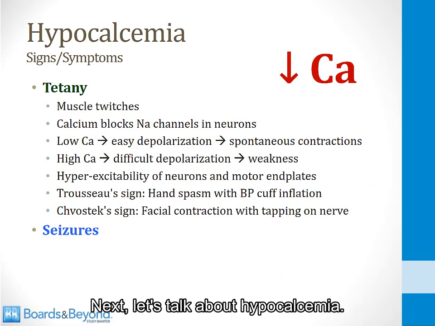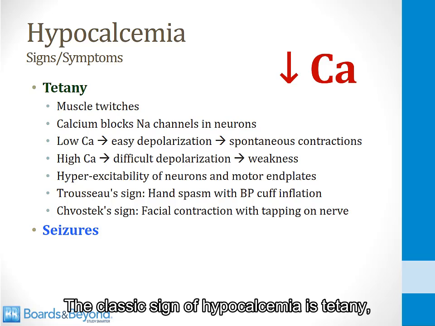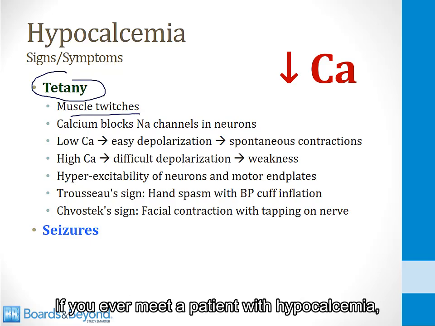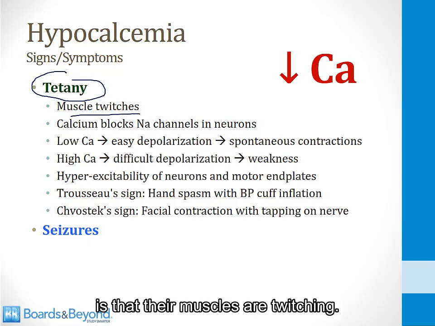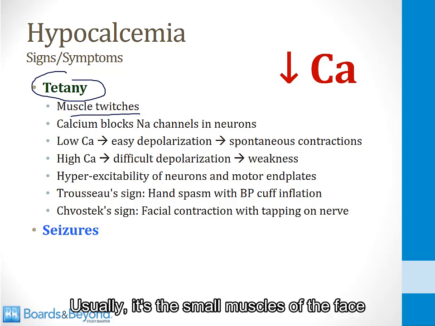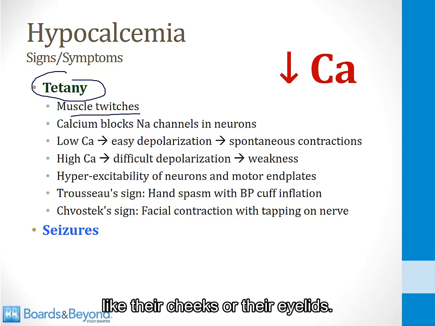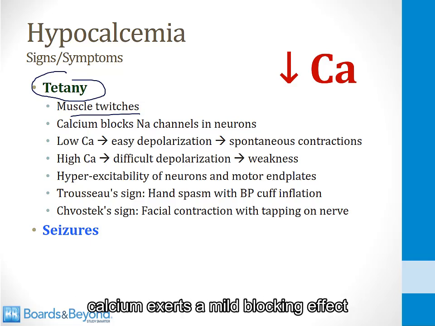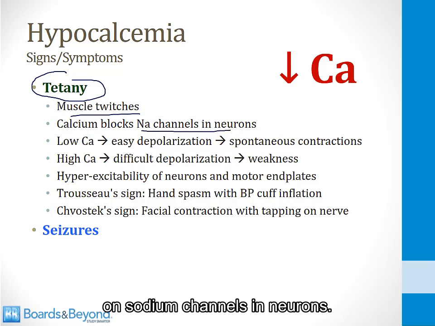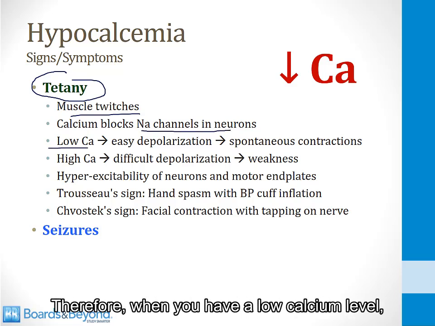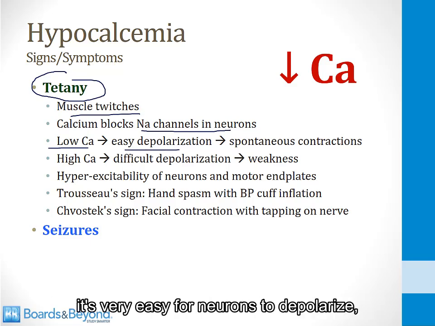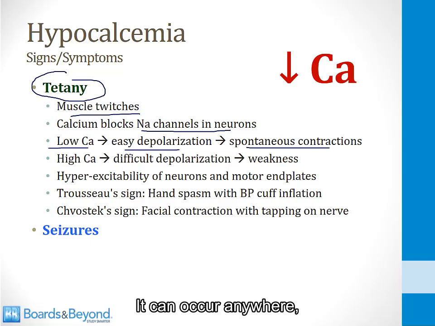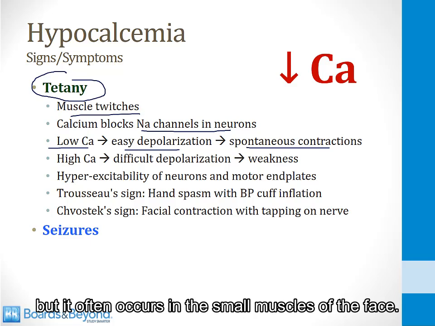Next, let's talk about hypocalcemia. The classic sign of hypocalcemia is tetany, which means muscle twitches. If you ever meet a patient with hypocalcemia, what they will complain of is that their muscles are twitching. Usually it's the small muscles of the face, like their cheeks or their eyelids. The reason this happens is because under normal circumstances, calcium exerts a mild blocking effect on sodium channels in neurons. Therefore, when you have a low calcium level, it's very easy for neurons to depolarize, and this leads to spontaneous contractions of muscles. It can occur anywhere, but it often occurs in the small muscles of the face.